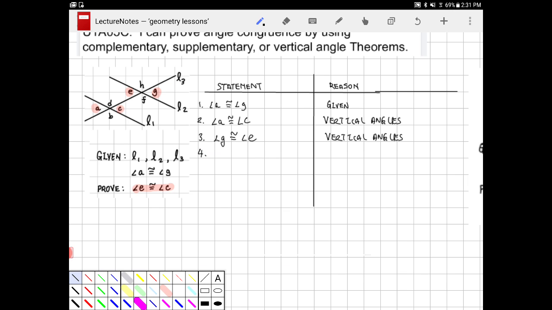In the very first statement here, we recognize that A is congruent to G. We also recognize that A is congruent to C. And we also recognize that G is congruent to E. We can perform a series of substitutions and say angle C is congruent to angle E, because I'm substituting 2 and 3 into line 1.